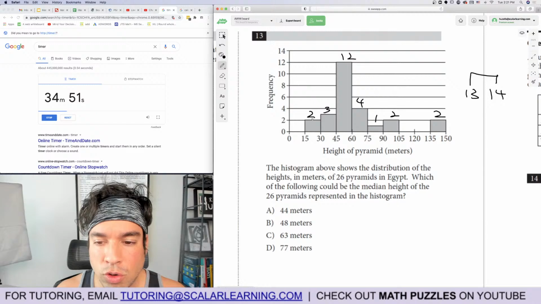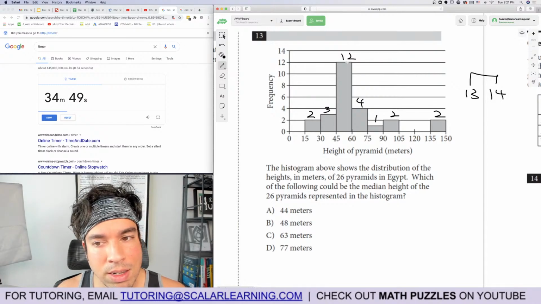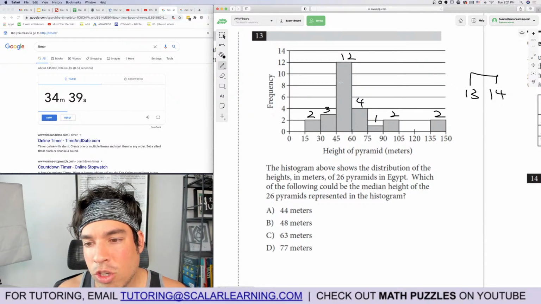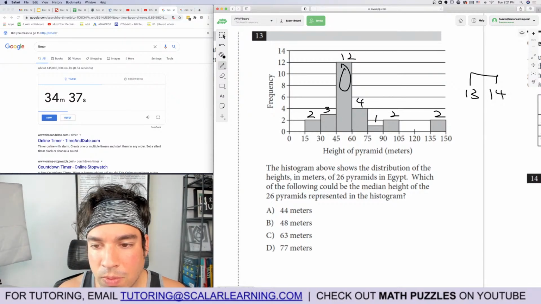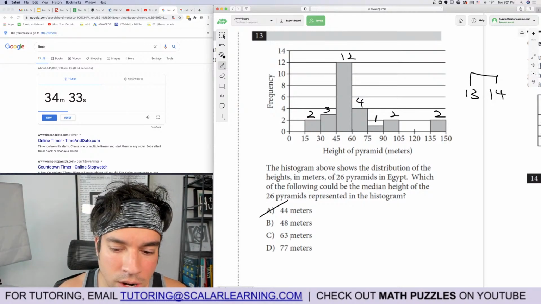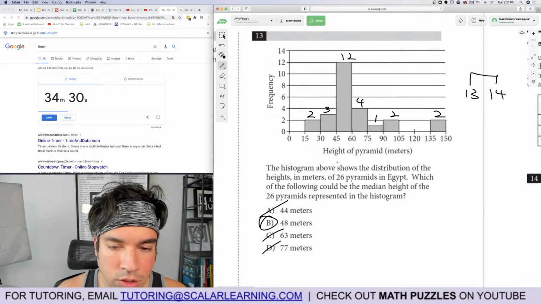So 2, 5, 17, which means the first 17 are going to be within here. We got 2, 3, then that's 5 of them, and then 17. So that means 13 and 14 will be in here. So that means the median could be anywhere between 45 and 60. You're out, you're out, you're out. You're the winner.